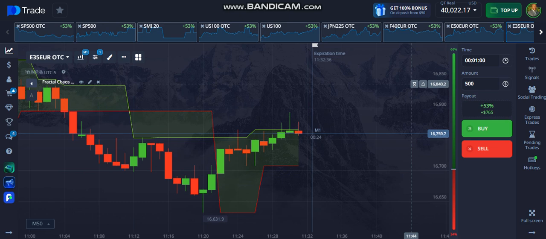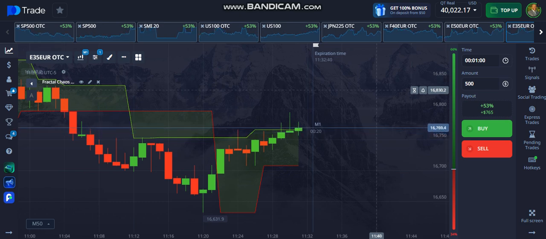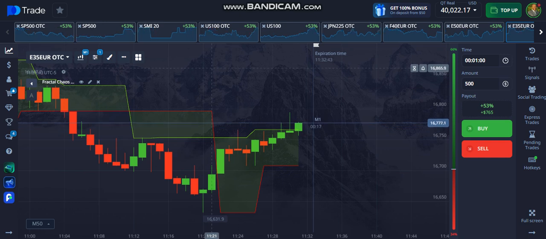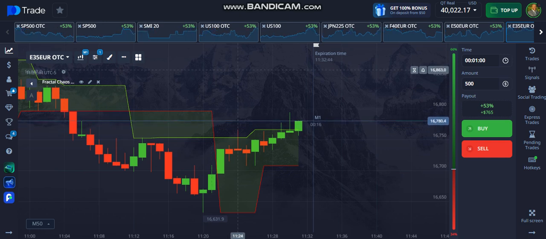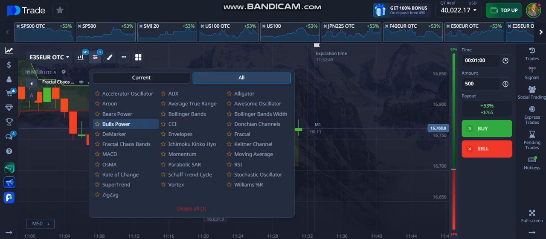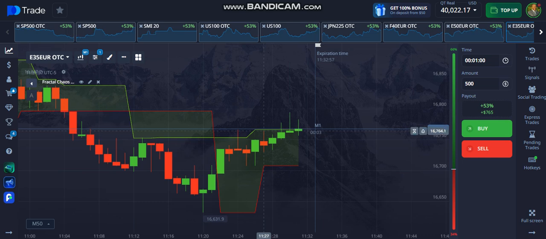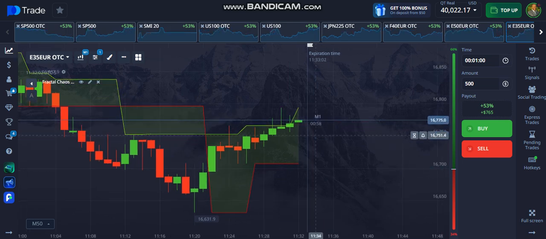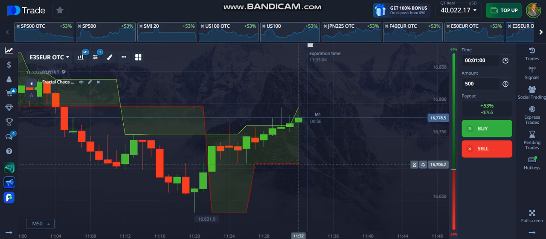So today I'm on the Pocket Option platform and I'm going to be trading indices on the platform. I'm going to be utilizing one indicator here. If we click on the indicator icon, the indicator is known as the Fractal Chaos Bands indicator. When we click on this indicator, we're going to see a green line and a red line. The green line represents a dynamic level of resistance, while the red line represents a dynamic level of support.